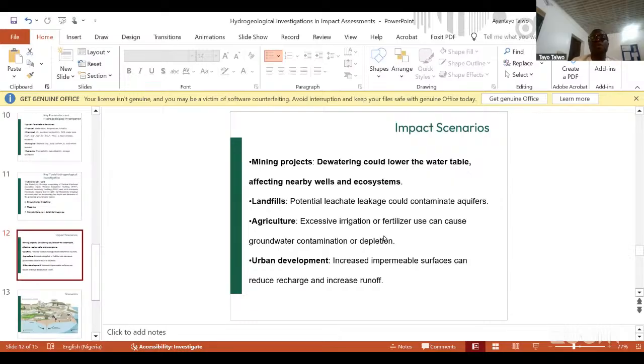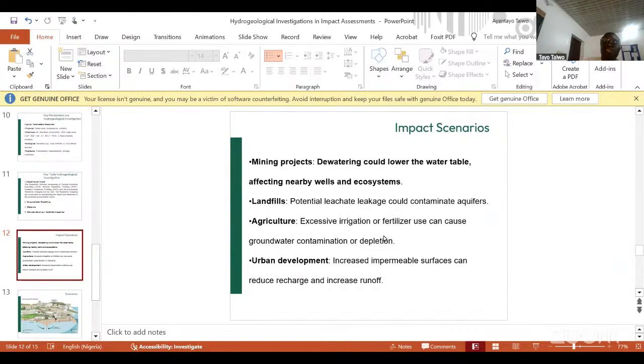So what are our impact scenarios? Since we say that we want to use hydrogeological investigations in impact assessment, in most cases for mining projects, there is a term called dewatering. I've already explained that. It could lower the water table and it will affect nearby wells and ecosystems.